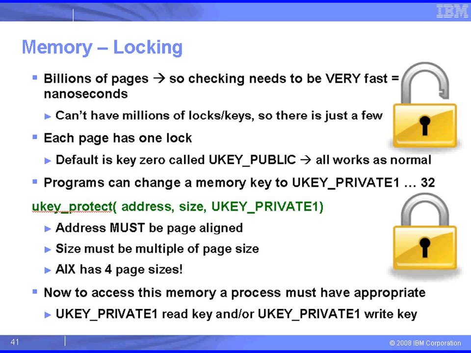To do this, they use the UKeyProtect system call. You give it the address, and that must be page aligned, then the size, and it must be a multiple of the page size. Of course, AIX now has four different page sizes, so we have to be aware of that.